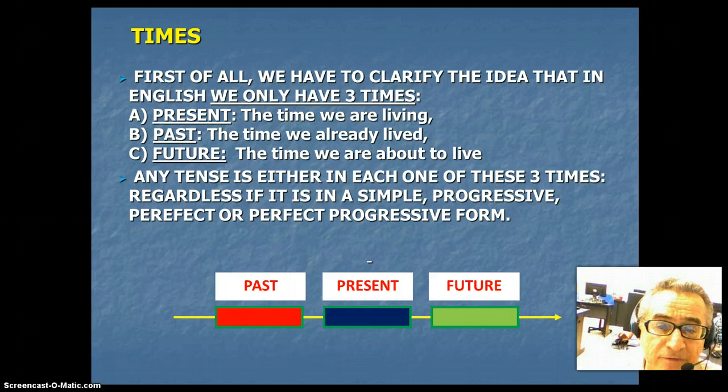First of all, we have to clarify the idea that in English we only have 3 times. We have present, which is the time that we are living at the moment. We have past, which is the time that we already lived before the present. And future, which is the time we are just about to live, in a second or in 1 day, 2 days, 3 days, or a year. Any tense is in one of these 3 times, regardless of whether it is in a simple form, progressive form, perfect form, or perfect progressive form.